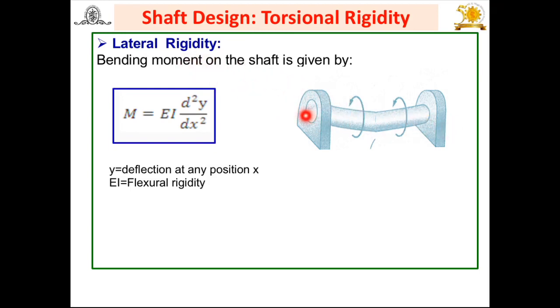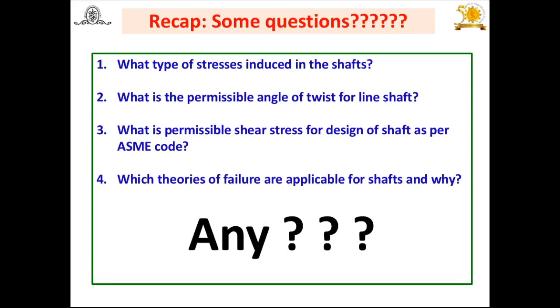But in general, the shaft should be rigid enough to have minimum lateral deflection. And the bending moment of the shaft is given by this expression: M is equal to EI into d square y by dx square. Y is the deflection at any position x, EI is the flexural rigidity and M is the bending moment. So you can use different approaches to find out the lateral rigidity. But in this topic, we are going to see the design of the shaft based on strength and the design of the shaft based on the twisting or torsional rigidity. This is about the design of solid shaft.